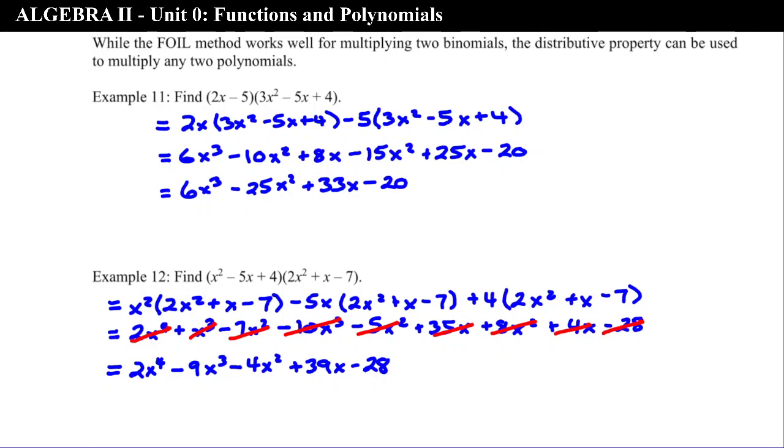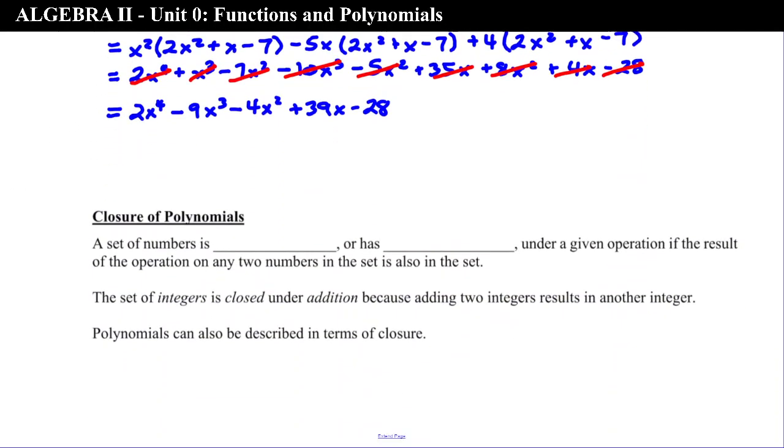So this next section we're going to talk about is closure of polynomials. And this is going to be a section I'm going to move fairly quickly through because the idea in itself is fairly basic. There's no real math examples to do with this. This is more of a concept that just needs to be shared as part of the content of this course.